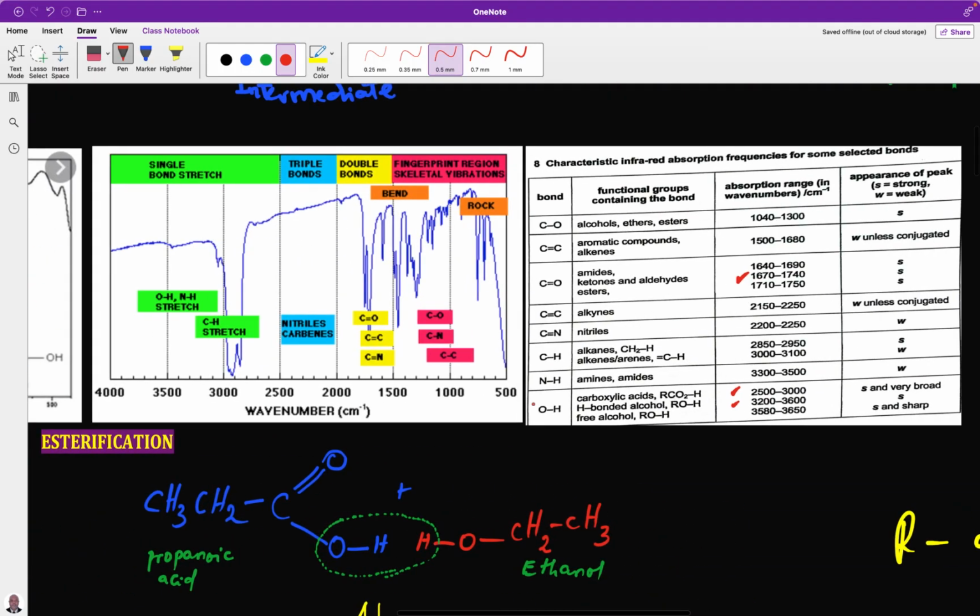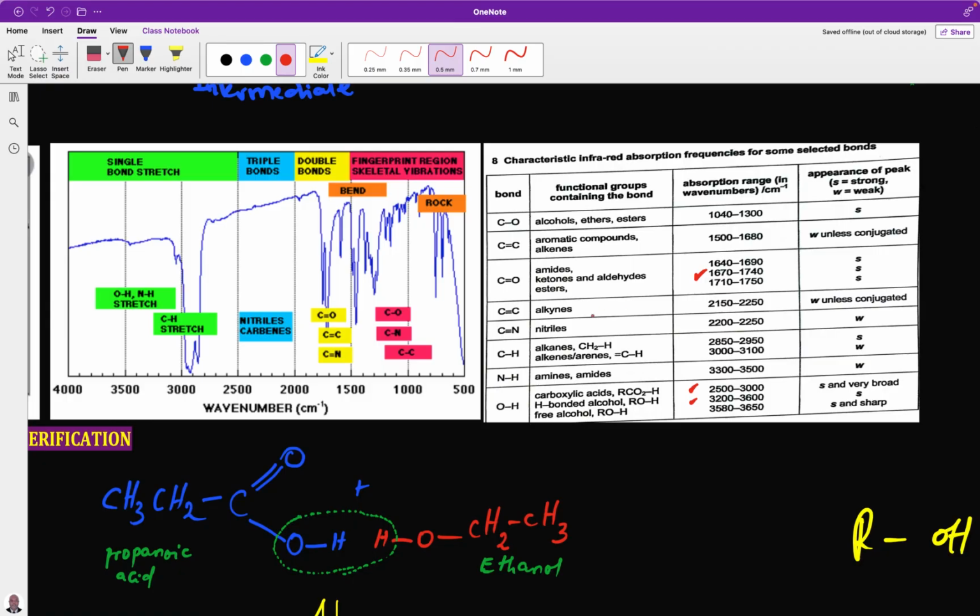Let's go back to our data booklet. If you don't give the one regarding the carbonyl group, you can use the OH. You can say in compound W, which is propan-1-ol, there will be a peak between 3,200 and 3,600 absorption range, because in propan-1-ol there is the formation of the OH bond.